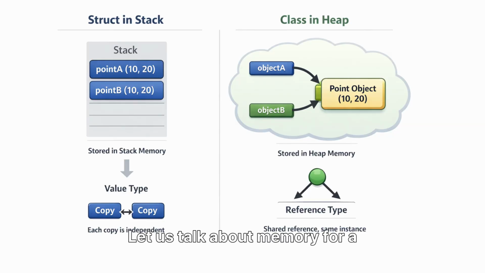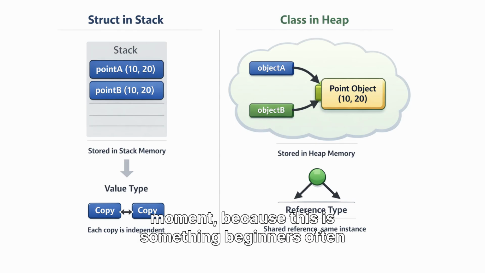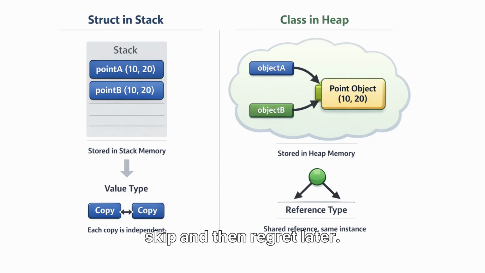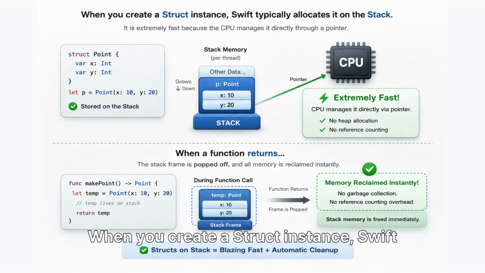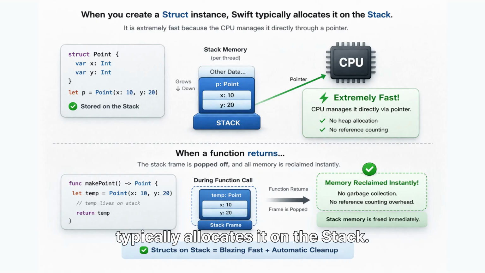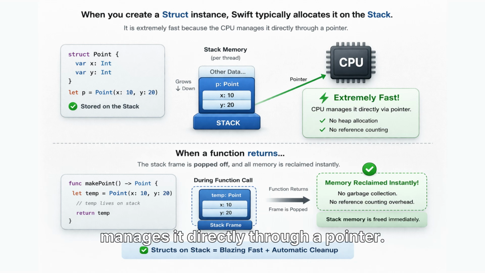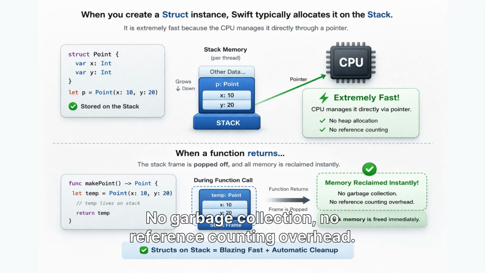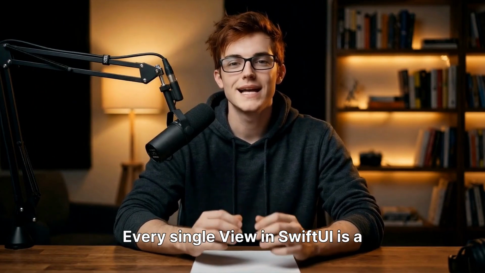Let us talk about memory for a moment, because this is something beginners often skip and then regret later. When you create a struct instance, Swift typically allocates it on the stack. It is extremely fast because the CPU manages it directly through a pointer. When a function returns, the frame is popped off the stack and all that memory is reclaimed instantly. No garbage collection, no reference counting overhead. This is one of the reasons SwiftUI is built almost entirely on structs. Every single view in SwiftUI is a struct.